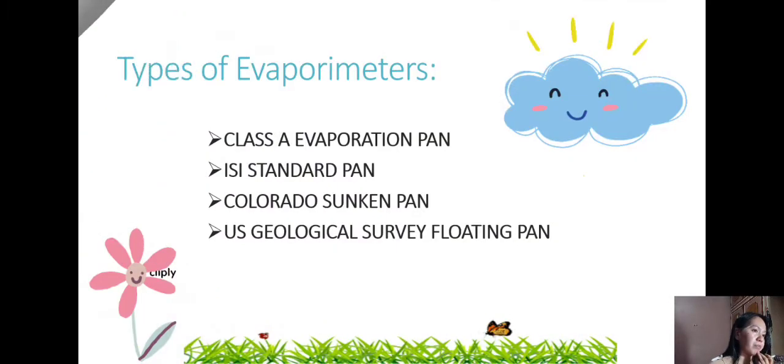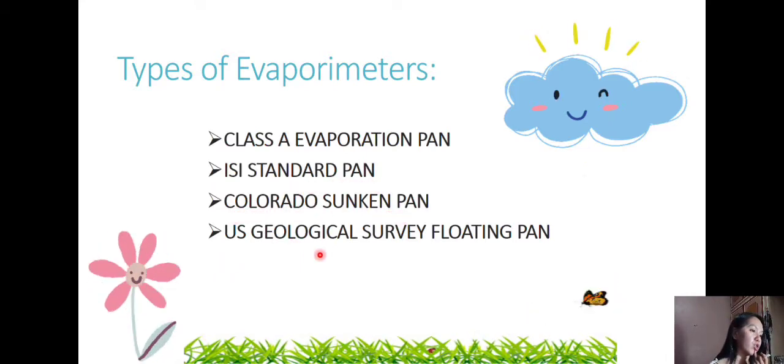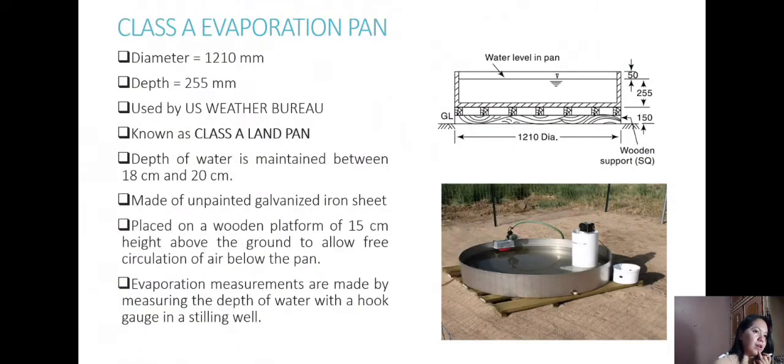So there are four types of evaporimeters: the Class A evaporation pan, the ISI standard pan, the Colorado Sunken pan, and the US Geological Survey floating pan. First, we have the Class A evaporation pan.